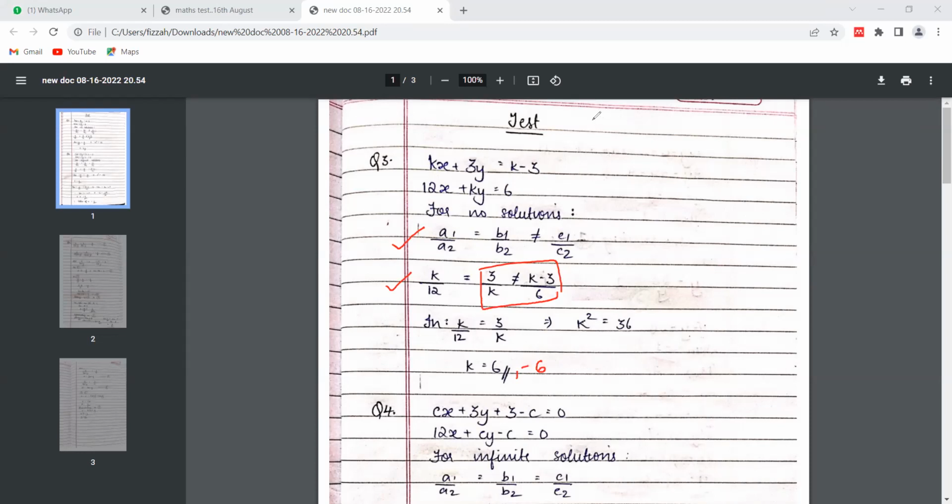So you solve it like this: 3 by k is not equal to (k minus 3) divided by 6, right? Cross multiply.